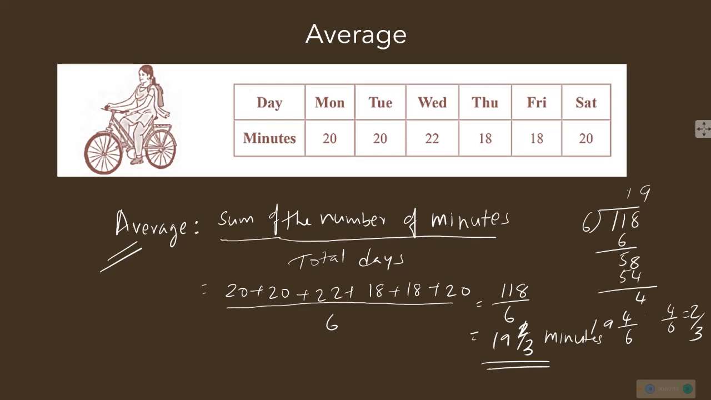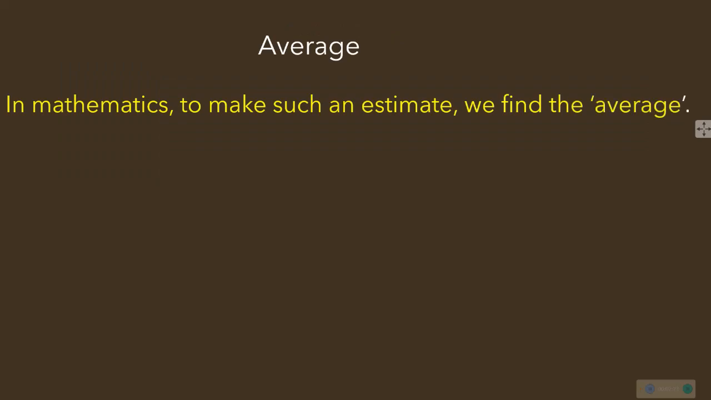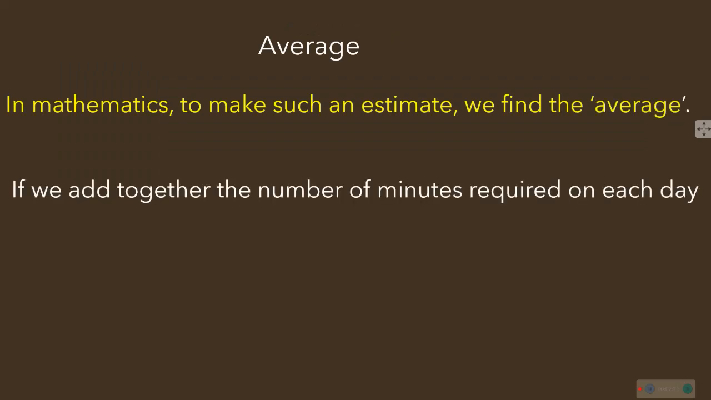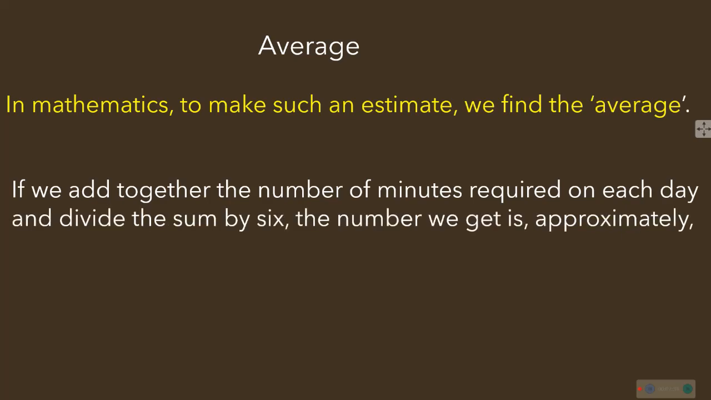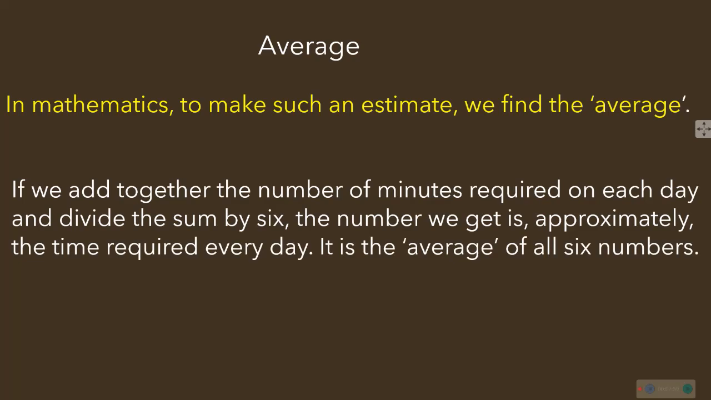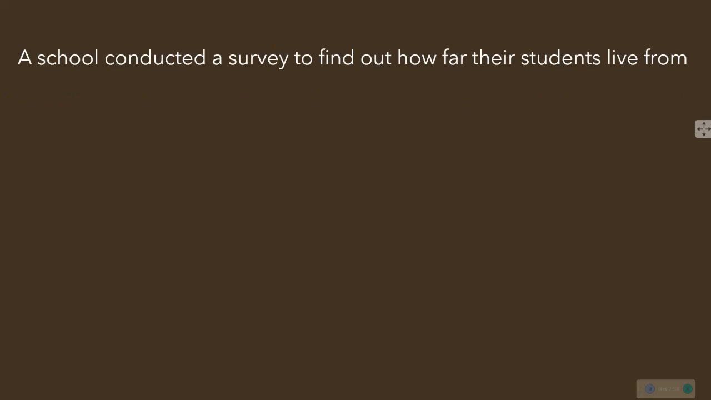Let us move ahead. Regarding average, the definition in mathematics is something like this: if you want to find out the average, what we actually do is we add together the number of minutes required on each day and divide the sum by 6. Why do we divide by 6? We divide by 6 because there are 6 days, or 6 inputs, or 6 data points there. Then we get an approximate time required every day. So this is what I did. This is the idea I used to find out. Okay, let us go ahead.